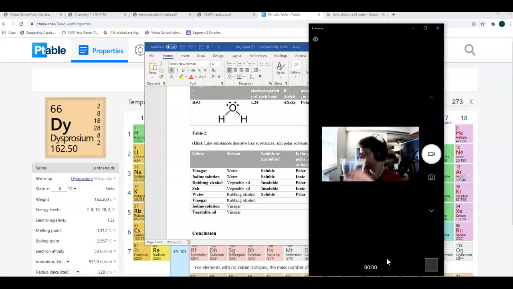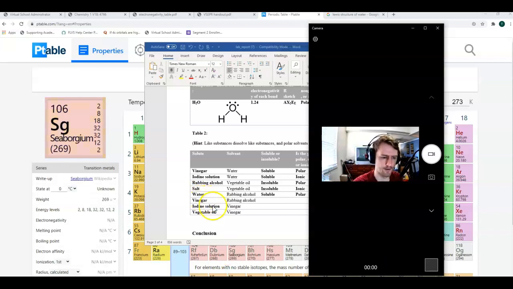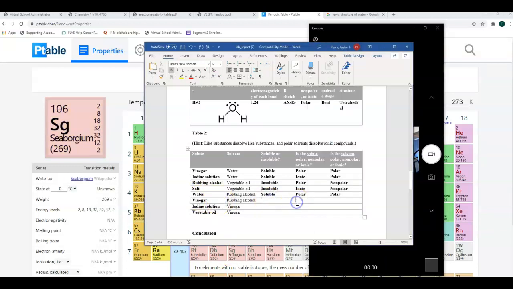Here's my alcohol. Got my water. And if you look, they mix perfectly, right? They do mix. So this is going to be soluble. And I mean, again, we could have guessed that, but now we know. Vinegar and rubbing alcohol. Again, let's see.